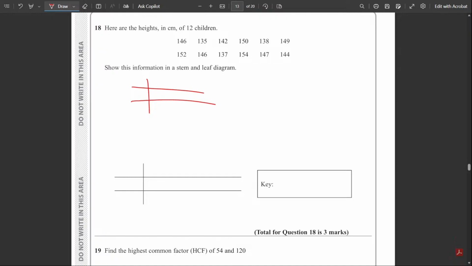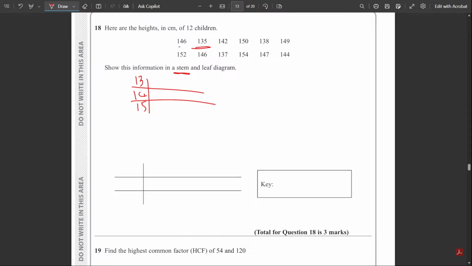So our lowest number in this scenario, the smallest number we have here is 135, I think, okay? So we're going to start with 13. And then the biggest number we have is 154. So 14 and 15. So those create the stem. Okay, then we do the leaves.